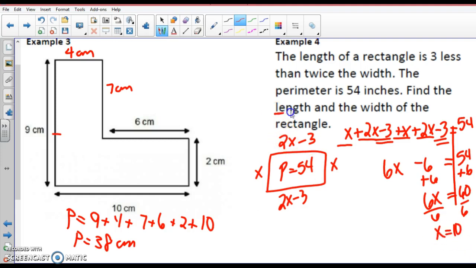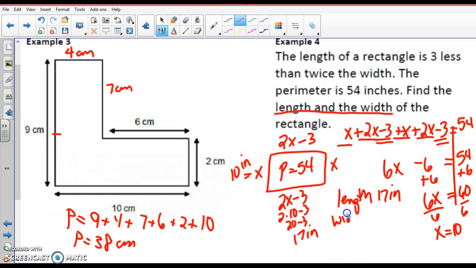It says find the length and the width. So x is 10. So the width is 10, and it's going to be inches. And the length, let's do this. 2 times 10 minus 3, 20 minus 3, 17 inches. So our length, 17 inches, and our width, 10 inches.